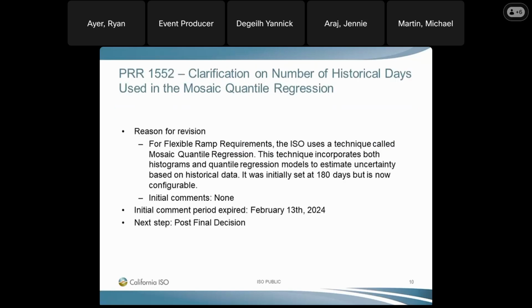1552 was one of the PRRs that discussed the quantile regression and change of the historical dates. Yes, we can speak to that now. Sure. Okay, great. Thanks. So first question would be, when are these changes going to be made? Like, when are they going to be implemented?